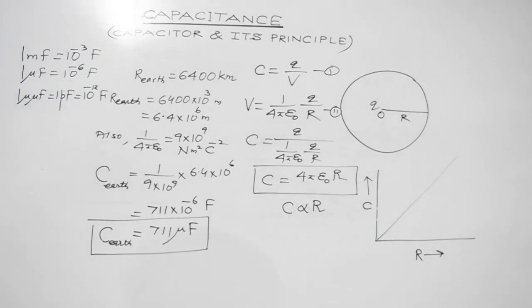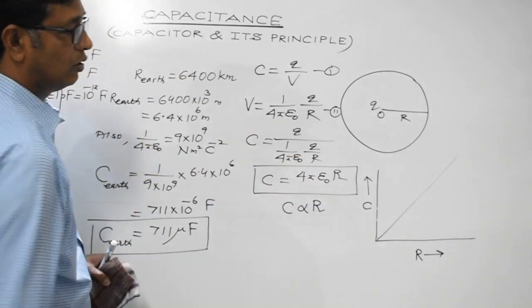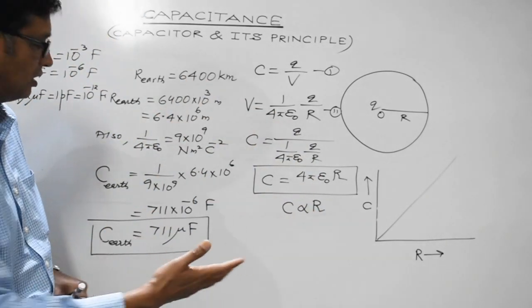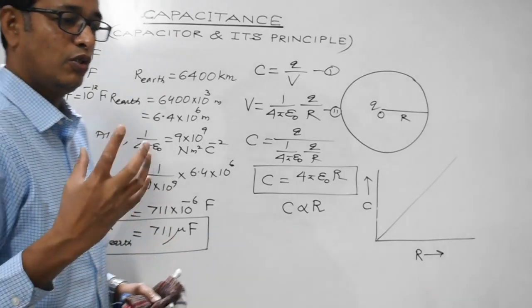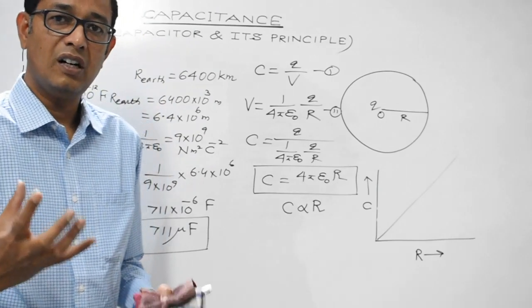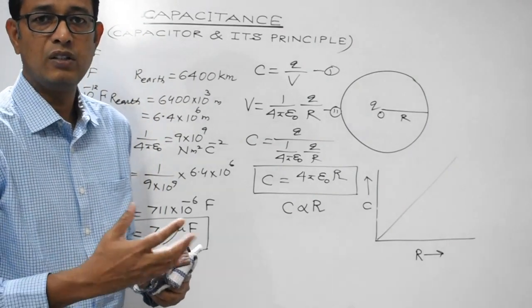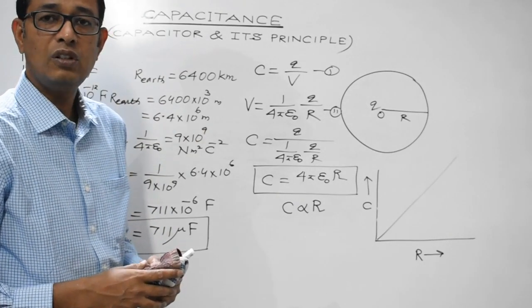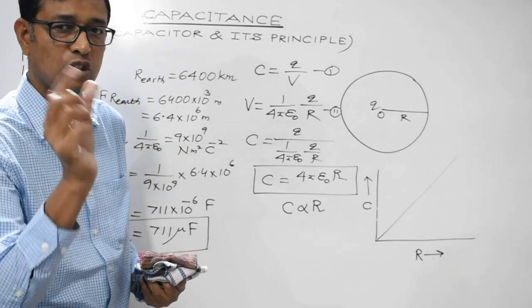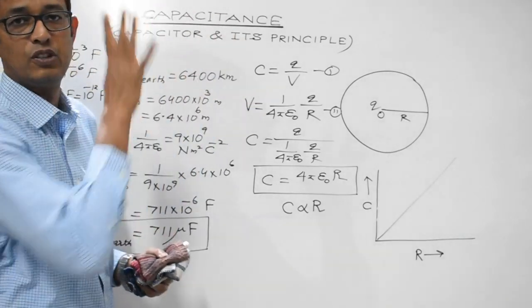Now, we have seen over here, although earth is so huge, still its charge storing ability is very, very small. So we require some arrangement. It may be a combination of more conductors which can store huge charge in small space. So such a device is known as a capacitor, right?